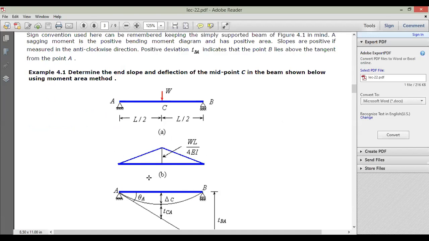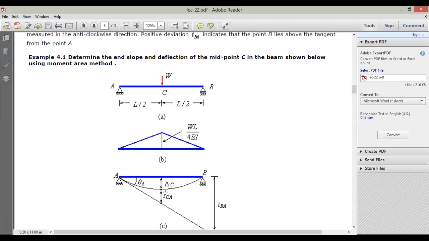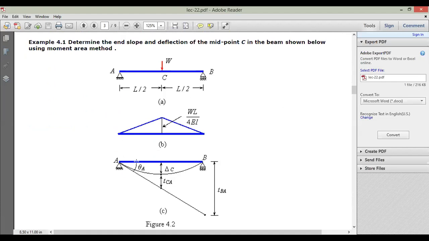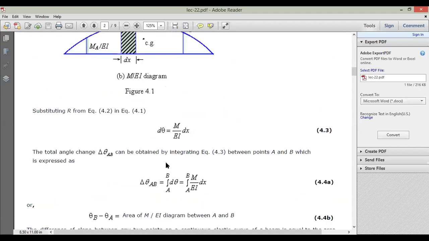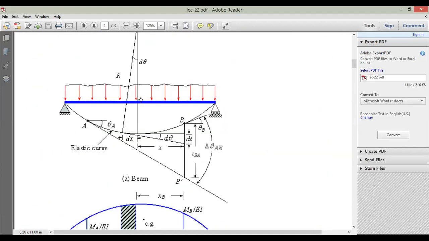Now we can see the deflection in the beam. Again, theta A is the angle subtended at one end and this is the angle subtended at the other end. Since this is a point load, the maximum deflection will be at the center point. In the case of a uniformly distributed load, the maximum deflection was also at the center point, increasing from both the sides, and the center point is the farthest point from both the supports. That's why it has maximum deflection.